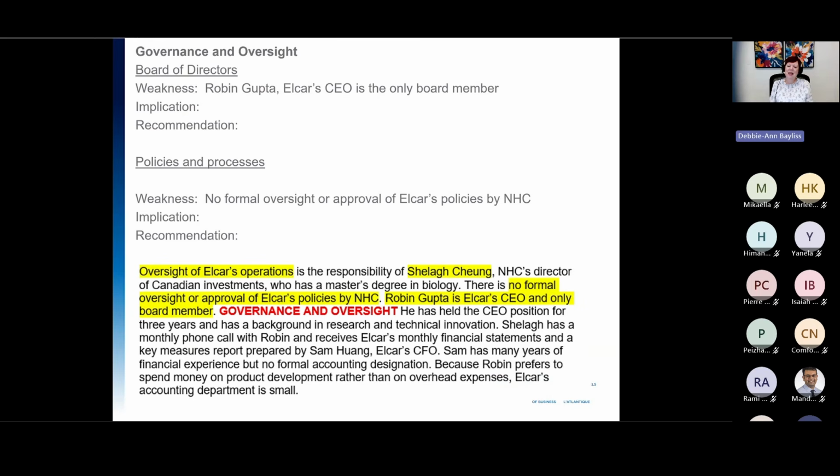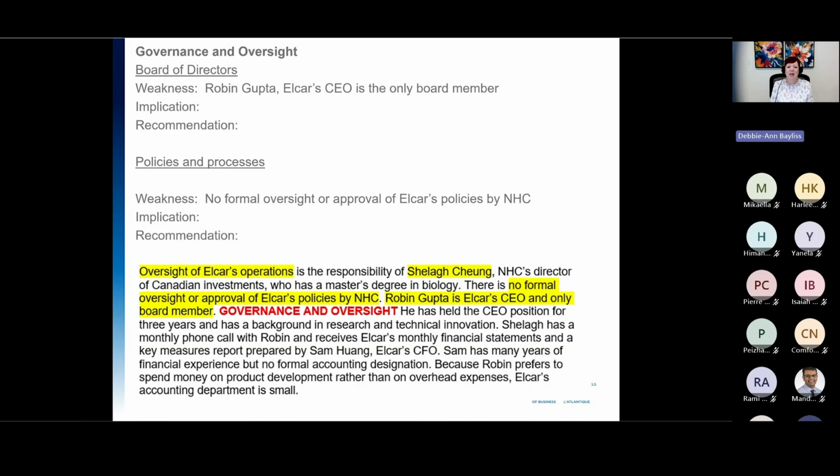So let's look at the next few paragraphs. Well, already we've got some weaknesses when it comes to governance and oversight. So when it comes to the board of directors, I'm just going to haul out the relevant information and put under weakness that Robin is Elgar's CEO and he's the only board member. I'll go back and put in what the implication is and the recommendation.